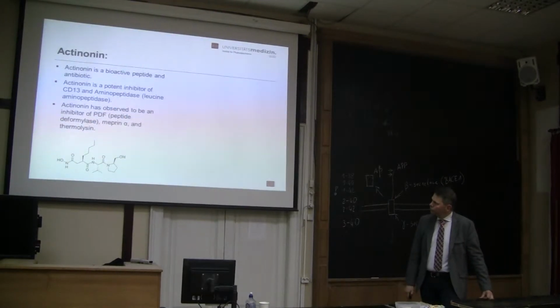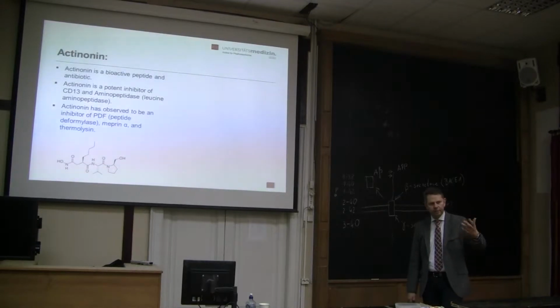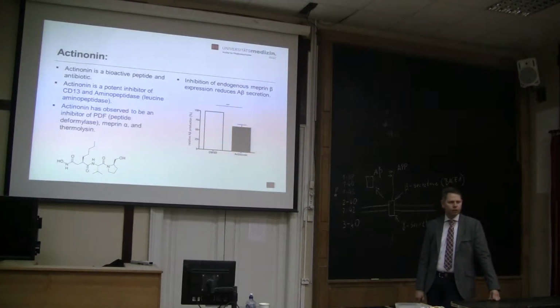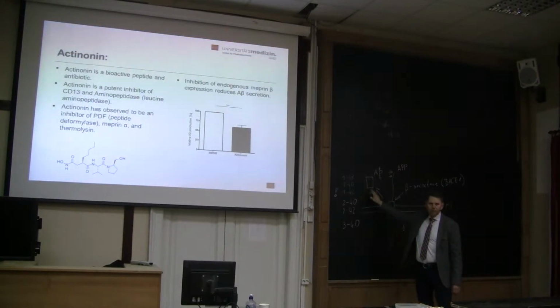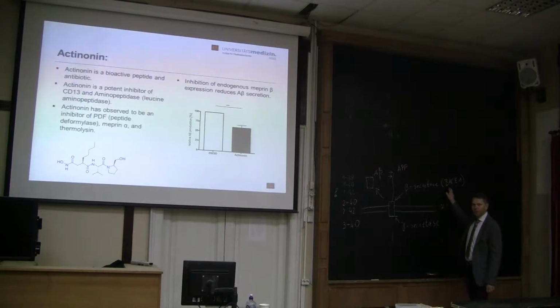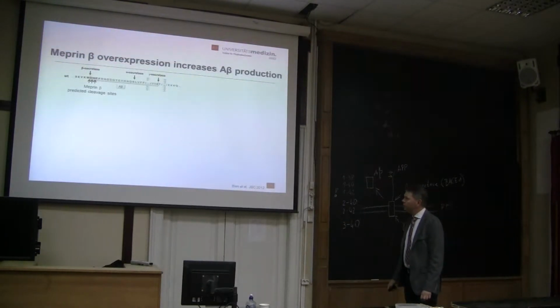So we tried to use actinonin on cells that do not overexpress meprin. So just regular cells, but they overexpress APP. And we wanted to see whether we have an effect on Aβ production at all. You just dump actinonin on cells, and you see a 20% reduction in the overall Aβ production in a cell. And that is literally not related to BACE1. So another good indication that meprin might be able to cleave APP.